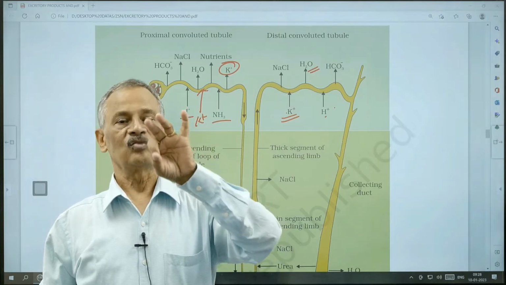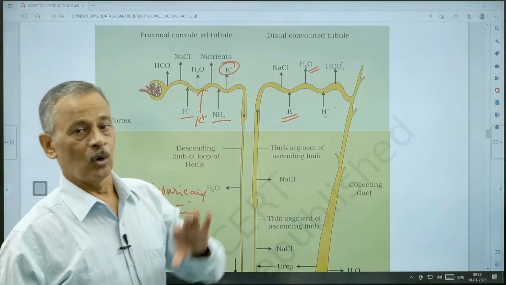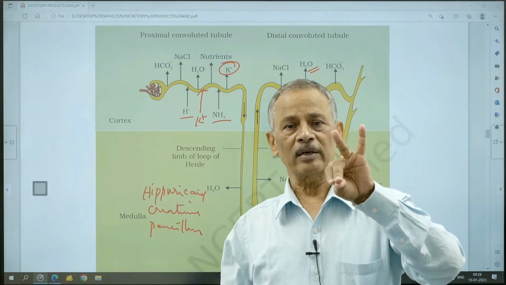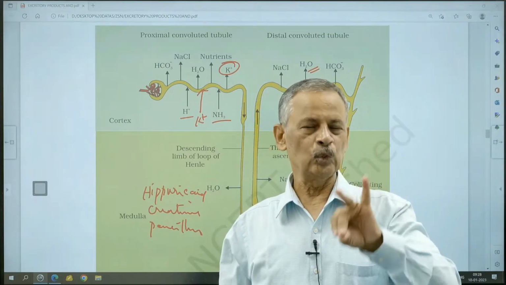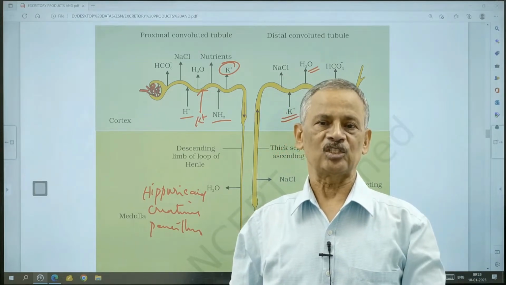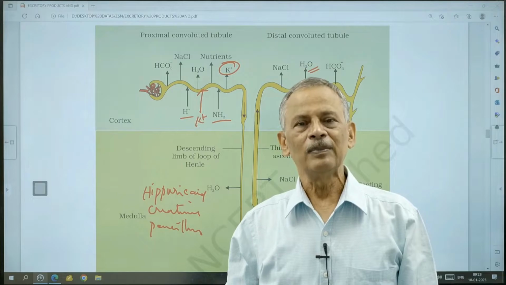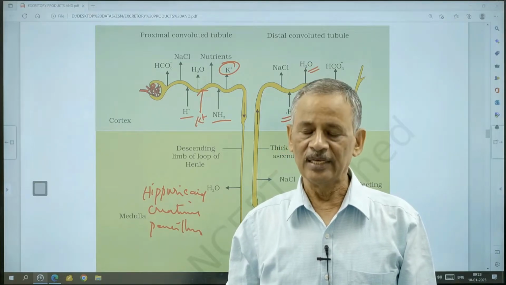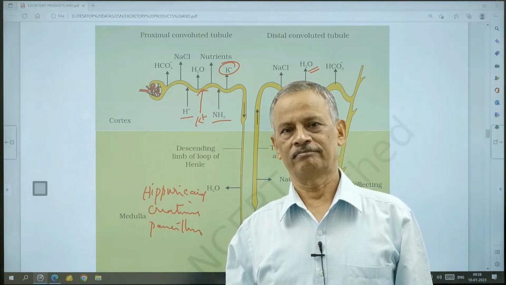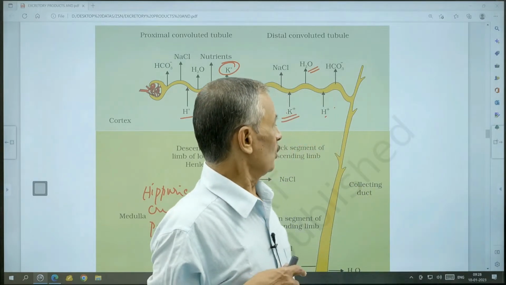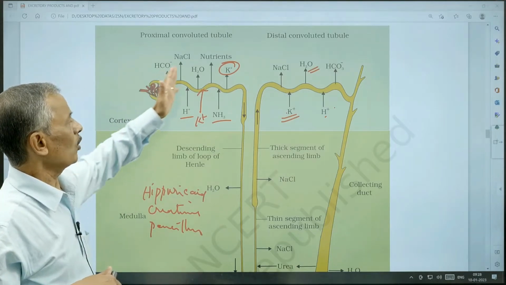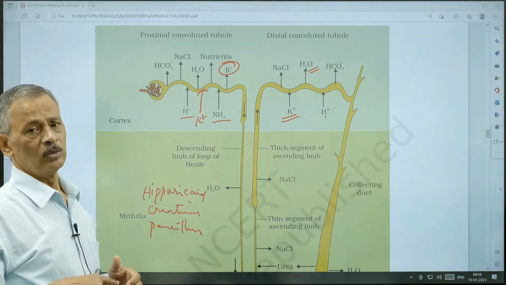Urine is the solution. So, ultrafiltration is non-selective. Tubular reabsorption is selective. Tubular secretion is again selective. These are the 3 important events in formation of urine. Now, in urine formation and elimination, what are the roles of different parts of the tubule? Let us study.